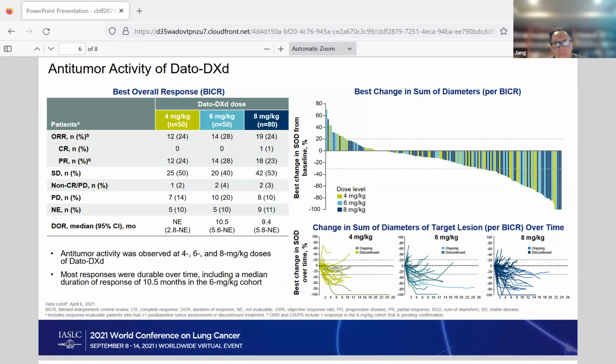So I think my point on this is we know the Dato-DXd in lung. I mean, the TROP2 has about 60, maybe 70% expression in the lung, non-small cell. So you don't need to select for the target. The drug is clearly active, maybe as a single agent and in combination. But I think what we need to be very cautious about is the ILD and also the potential higher than expected grade 5 toxicity.